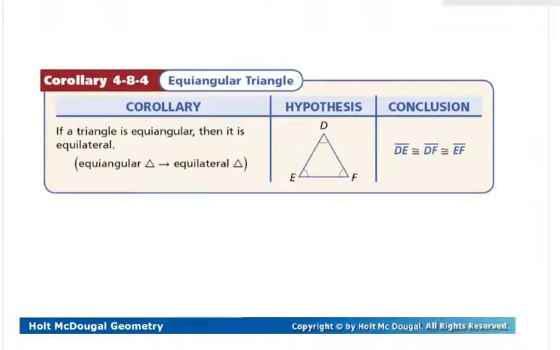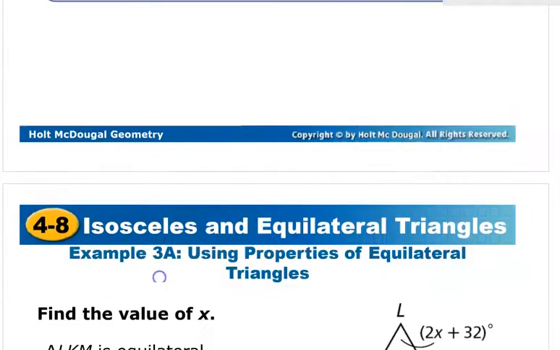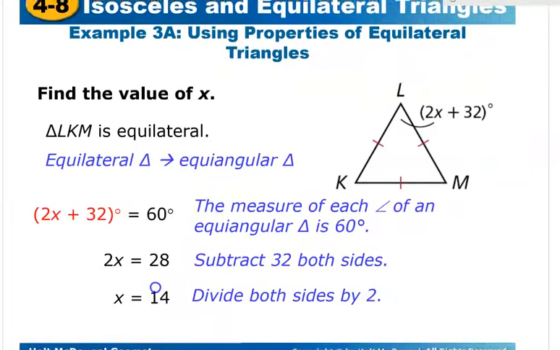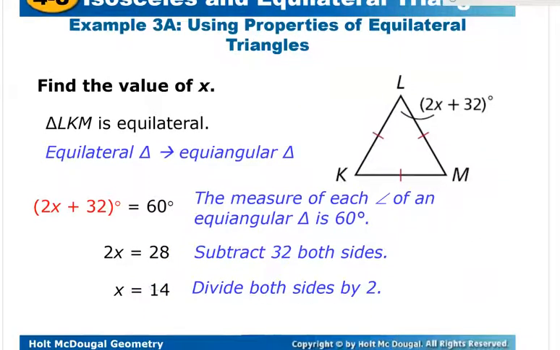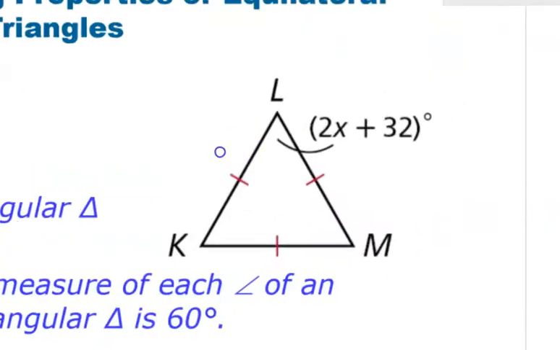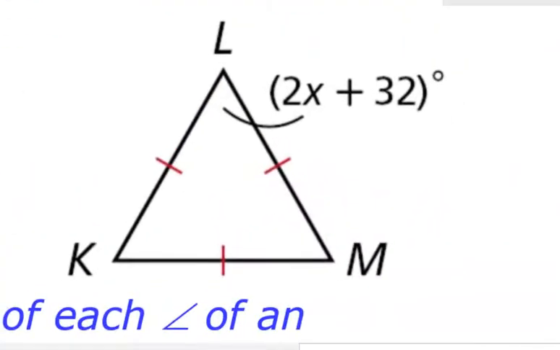Okay, and if you have an equiangular triangle, then it's equilateral. It's just kind of a given. That's what corollary means. So this is equilateral. It's telling us that. So I know that all the angles are going to be congruent as well.